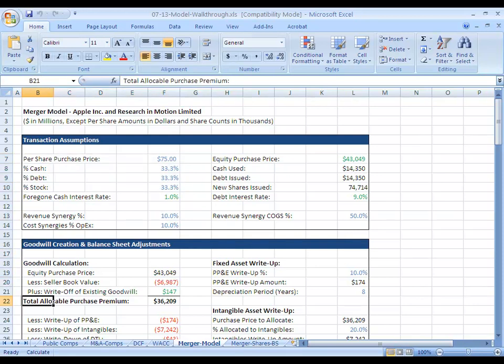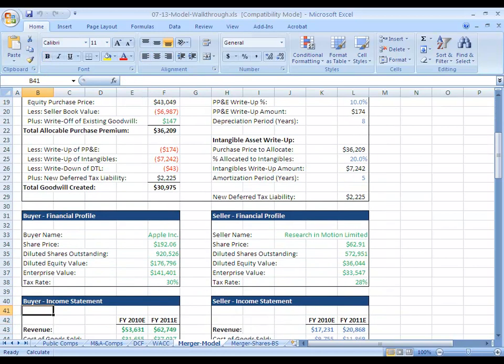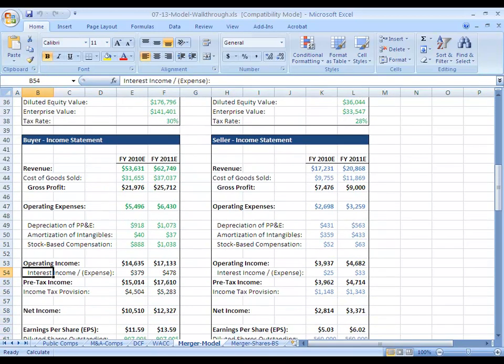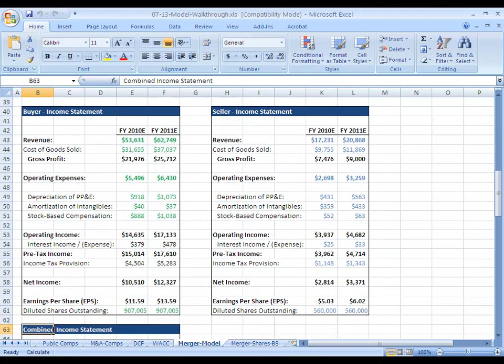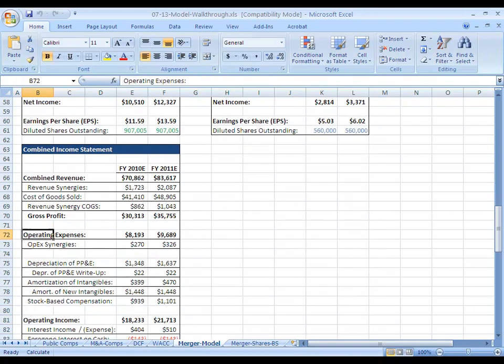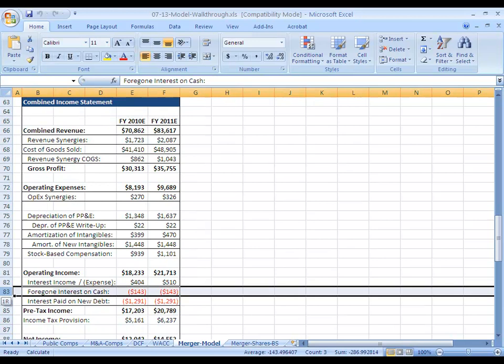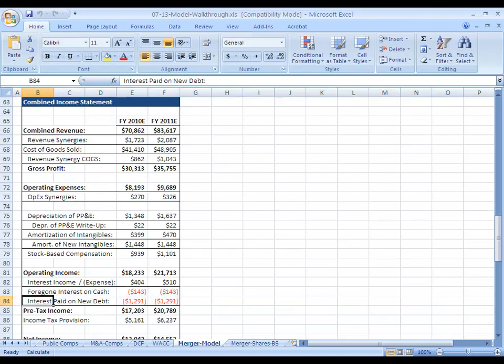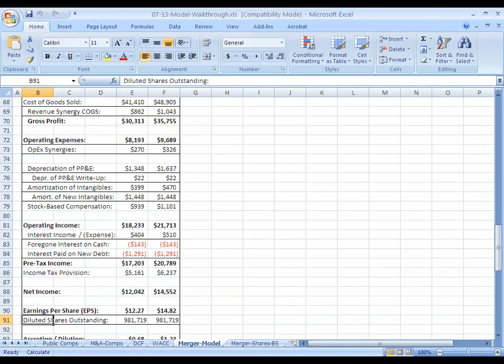Step 2 is to look at the financial profiles of the buyer and seller. Step 3 is to project the income statements for the buyer and the seller. And then once you have that, you go in and combine the income statements for the buyer and seller. Then you take into account the acquisition effects, so the foregone interest on cash, the interest paid on new debt, and then the new shares that you're creating if you're using stock to buy the company.